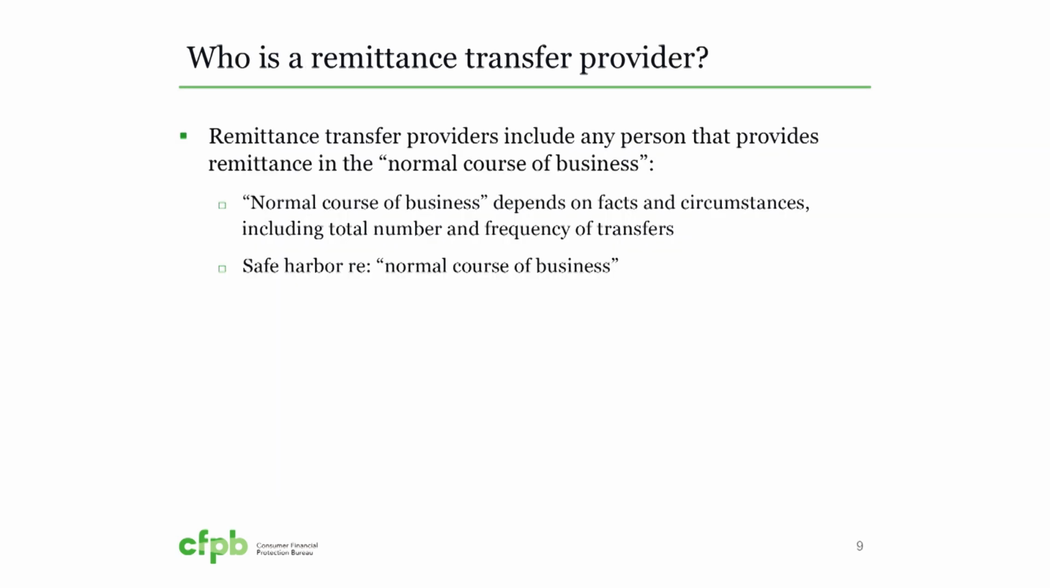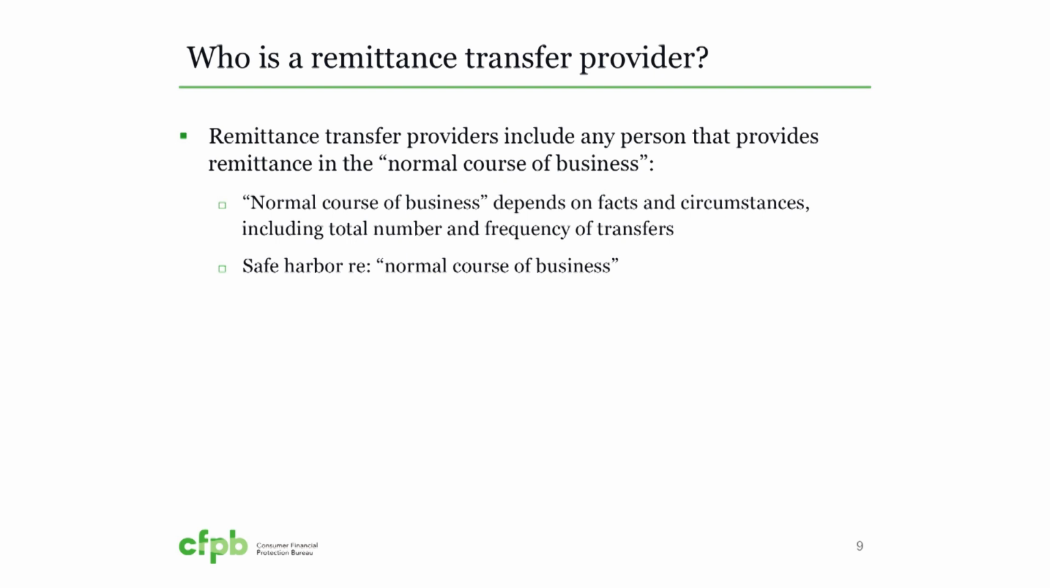So now we have answered the first two key questions. Do you send money abroad, and is there a remittance transfer? The next key question is, who is a remittance transfer provider? As defined by statute in the rule, a remittance transfer provider means any person that provides remittance transfers in the normal course of business. Normal course of business depends on the facts and circumstances, including the total number and frequency of transfers. In August 2012, the CFPB adopted a safe harbor regarding normal course of business.